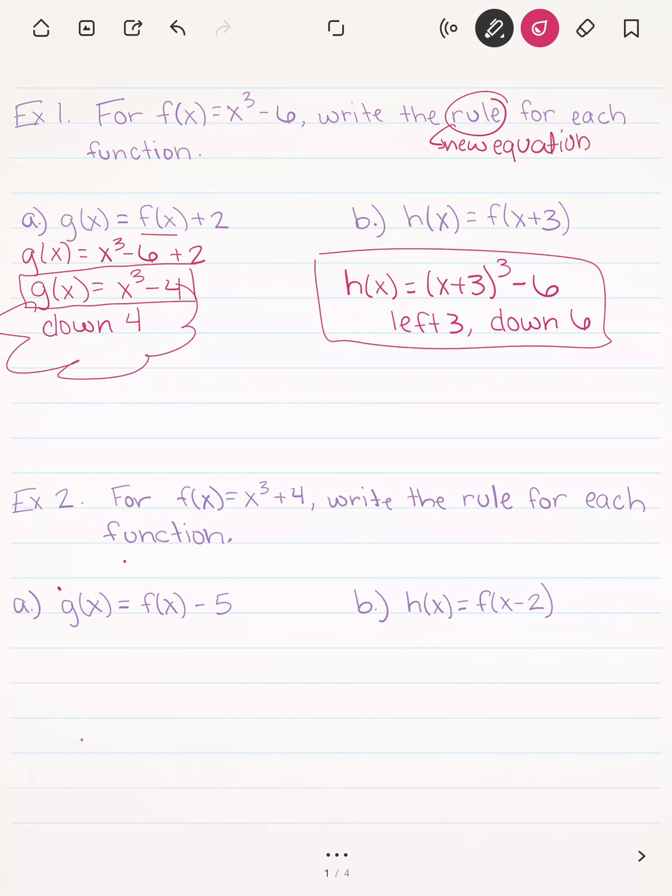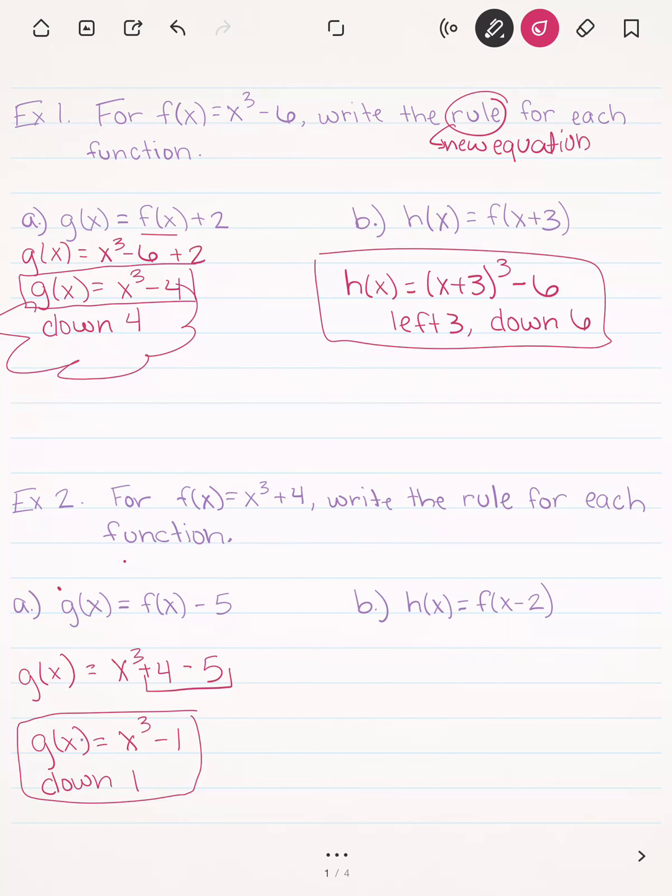Looking at example 2, it says for f of x equals x cubed plus 4, write the rule for each equation. So A, we have g of x equals f of x minus 5. So again, I have g of x equals my original f of x equation, which is x cubed plus 4 in this example, and then I subtract 5. Well, again, when I combine these like terms, g of x equals x cubed, 4 minus 5 is a negative 1, and then the transformation that takes place is it goes down 1.